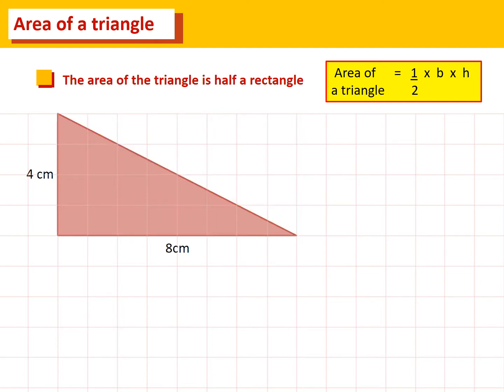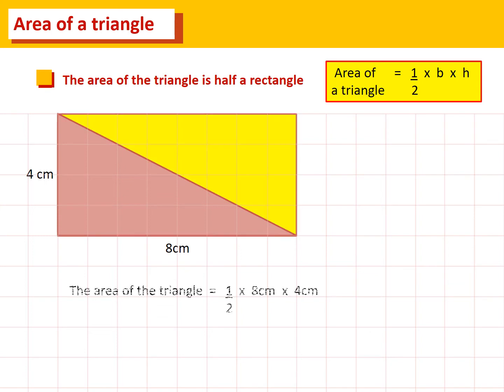So when we're doing our questions, set out the working. Area of a triangle is half times 8 times 4. Write that out and then pop down your answer. And don't forget the units are squared centimeters.